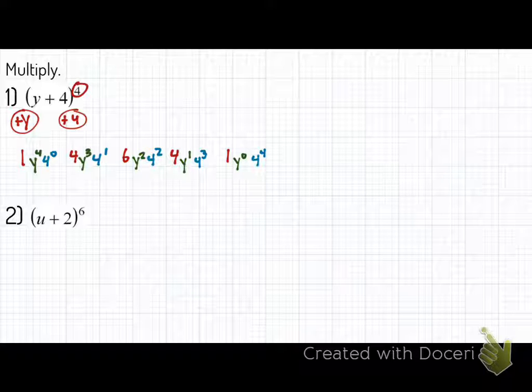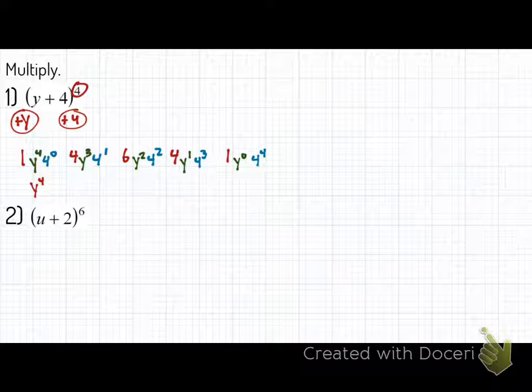What's anything to the 0 power? 1 times 1 is? 1 times y to the 4th is? y to the 4th. Right? 1 times 1 is 1, 1 times y to the 4th is y to the 4th. Good? Okay?